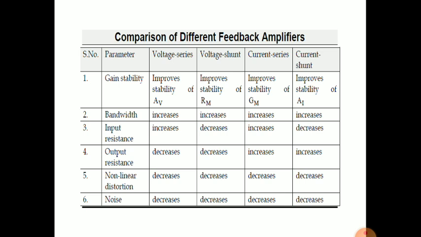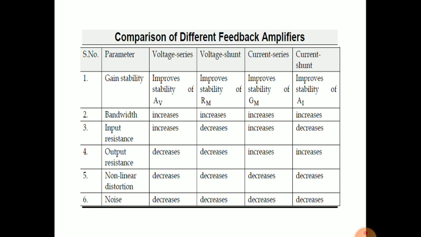So here in the feedback amplifiers, voltage series or voltage shunt, the first term is related to the sampling. If it is voltage, that is in shunt connection, the output resistance decreases. If it is current, it is in series connection, the output resistance increases. See the four output resistances: first one is voltage, here decreases. Second one is voltage, here decreases. Current increases, and again current, it will increase.